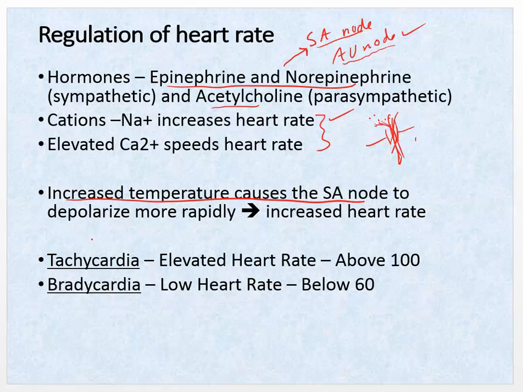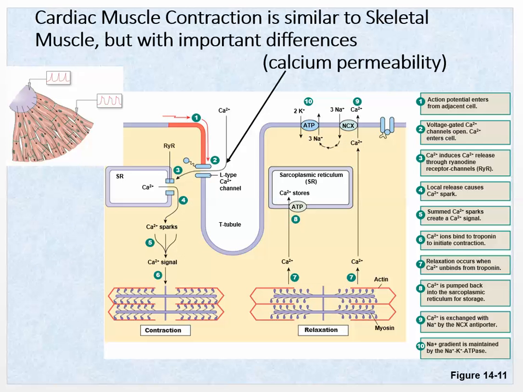Okay, so a couple of terms, and these are just terms you have to know. Tachycardia is an elevated heart rate, above 100 beats per minute, and bradycardia is a low heart rate, below 60 beats per minute. A lot of times you'll hear about somebody having VTach, which is ventricular tachycardia. That means the ventricles are depolarizing really, really fast, which is going to cause the rest of the heart to depolarize really, really fast. So if you have tachycardia or bradycardia, that's what it means, either an elevated or a lower heart rate.